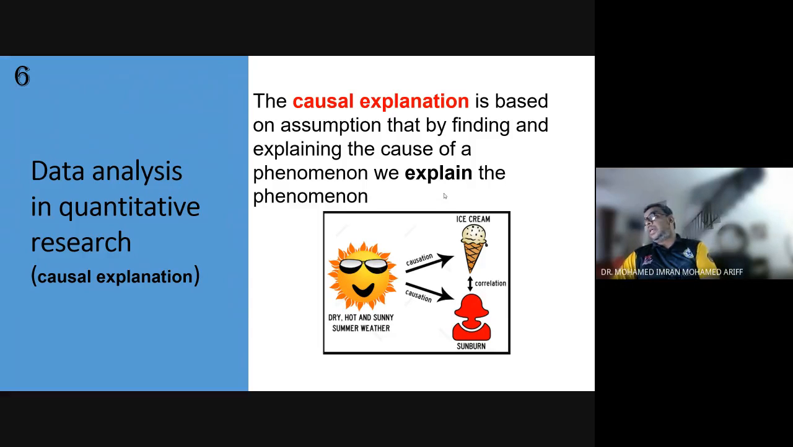Macam example saya bagi, dry, hot and sunny summer weather causes ice cream sales to increase, causes sunburn. What is the relationship between ice cream and sunburn? Tak ada, tetapi kebetulan sahaja pada musim panas jualan ice cream itu tinggi dan pada waktu yang sama sunburn tinggi, but it's not a relationship, it's just a spurious relationship secara kebetulan saja. Okay.